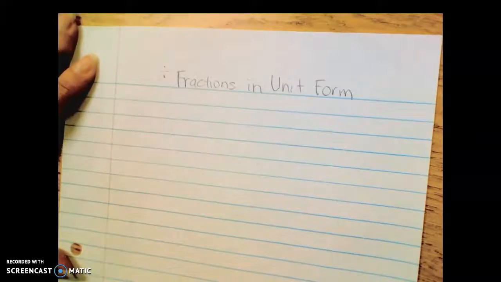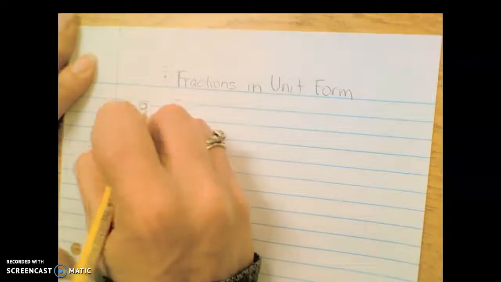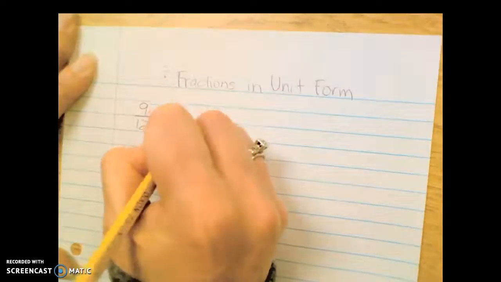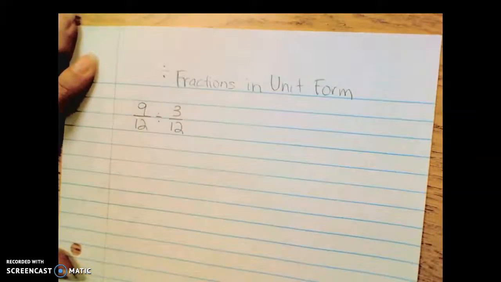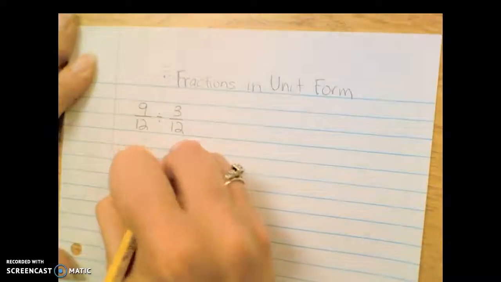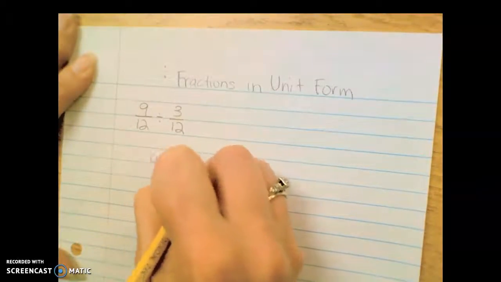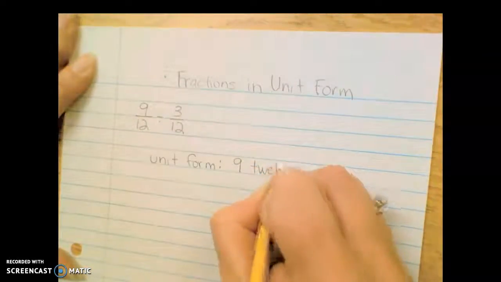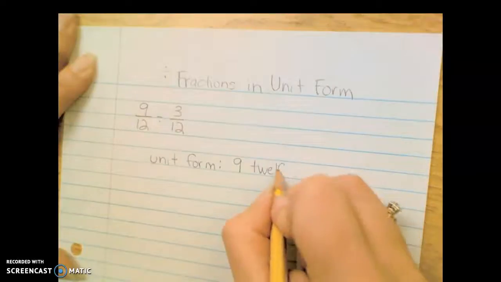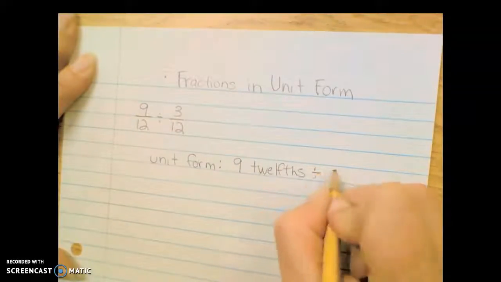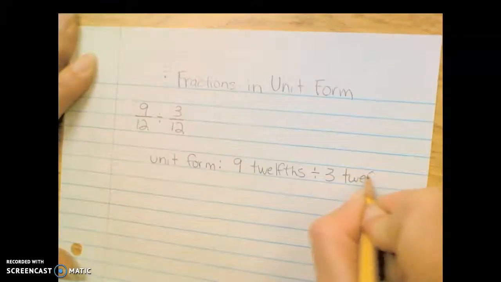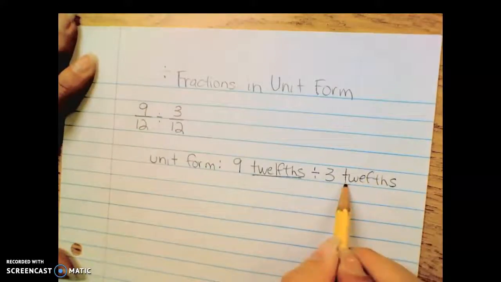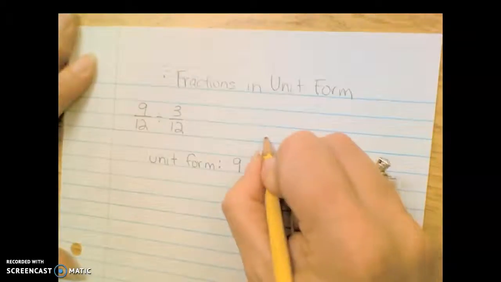So first, let's just write an example of a problem like 9/12 divided into 3/12. The first thing I want you to know is what unit form looks like. If they ask you to write it in unit form, they want you to write it like this: 9/12 divided by 3/12. And then just so we remember that these are our units, up here let's write like 9 ducks.